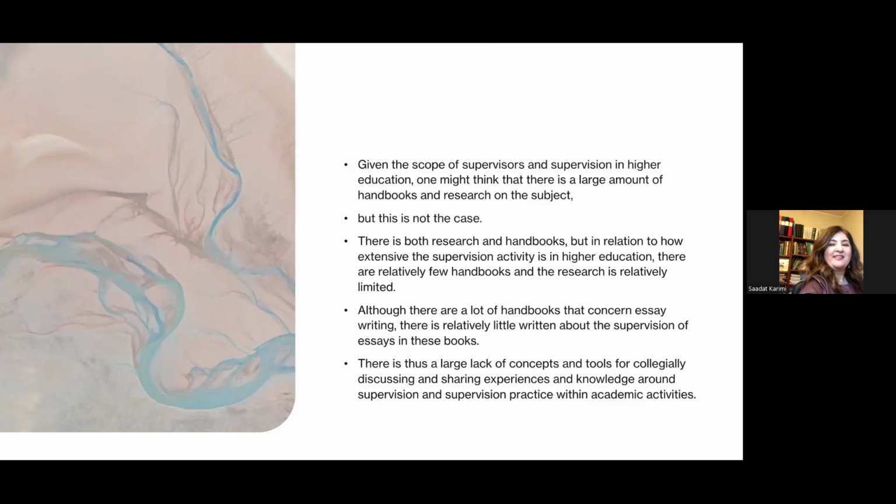Also, there are a lot of handbooks that concern essay writing. There is relatively little written about the supervision of essays in these books. There is thus a large lack of concepts and tools for collegially discussing and sharing experiences and knowledge around supervision and supervision practice within academic activities.